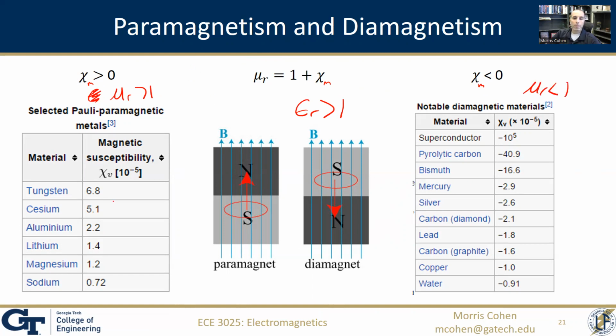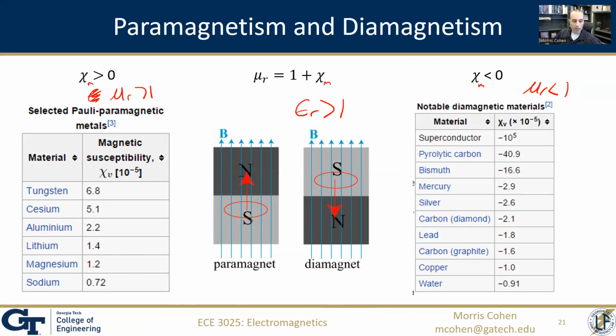And so paramagnetic materials are the ones for which the magnetic susceptibility is positive. Here are some examples: tungsten, cesium, aluminum, lithium, magnesium, and sodium. And the diamagnetic materials are ones for which you actually have a negative response to an applied magnetic field. And here are some examples of that.